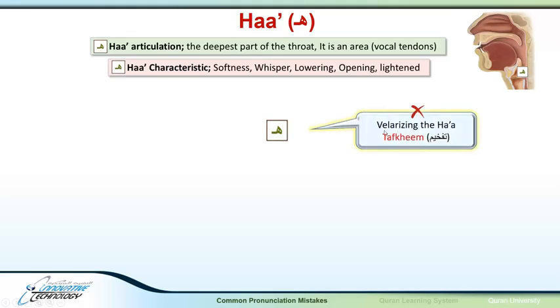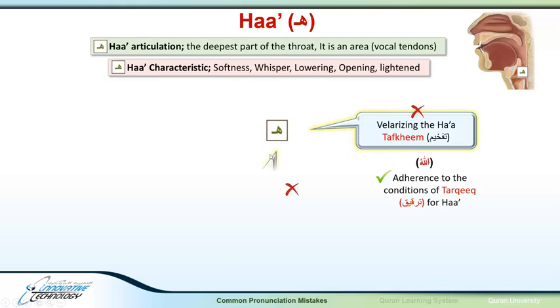Now let's move to the ha mistakes. The first mistake is velarizing the ha, making tafkhim for it. Example, Allah. You shouldn't, in that case, make tafkhim; it should be attenuated. The right way of pronouncing it is like this: الله. Saying it with tafkhim is wrong. So we need to adhere to the condition of tarqiq for the ha.